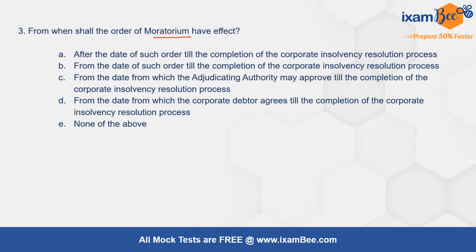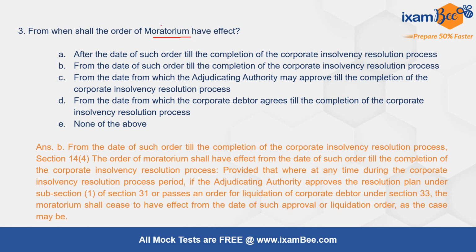So now from when will this particular order of moratorium have its effect? The correct option for this question is from the date of such order, when that particular order of moratorium is given by the authority, from that day till the completion of the entire CIRP process.